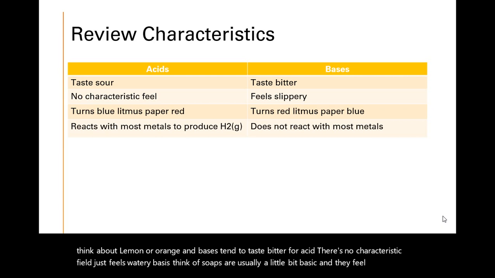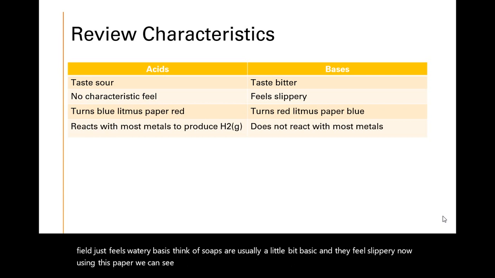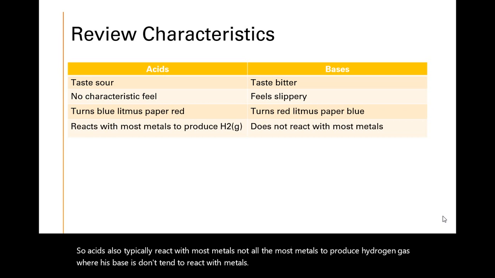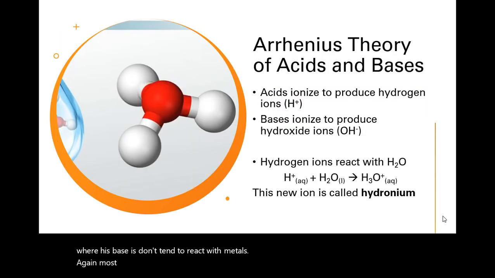Now, using litmus paper, we can see that acids turn blue litmus paper red, and bases turn red litmus paper blue. Acids also typically react with most metals, not all, but most metals, to produce hydrogen gas, whereas bases don't tend to react with metals. Again, most metals.